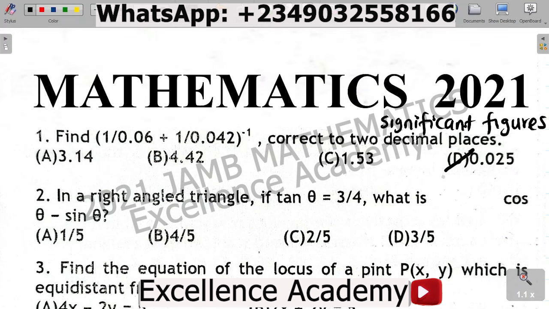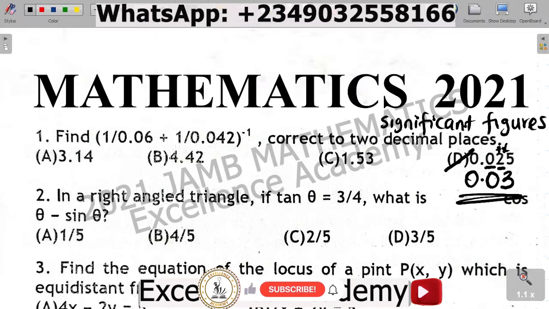If I were to express this in two decimal places, this would be 0.0, then this is my first decimal place. My second decimal place is 2. The 5 gives you a plus 1, so 2 plus 1 gives you 3. So I have 0.03. So assuming I had this particular option, 0.03, in the options, I would have gone for 0.03. That's a proper two decimal place.